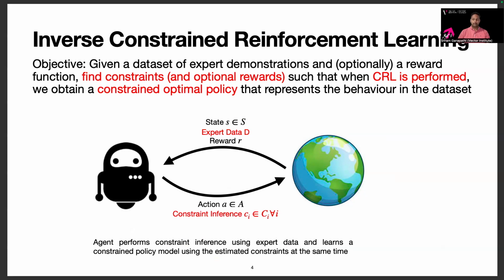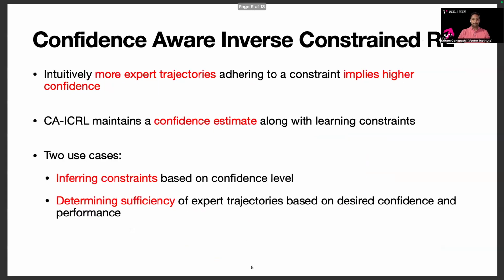Inverse constraint reinforcement learning, or ICRL, estimates the constraint function, and optionally also the reward function, from expert data in such a way that when CRL is performed with the estimated constraints and rewards, the optimal policy represents the behavior in the expert dataset. In our work, we will assume that the reward function is provided and the agent only estimates the constraint function from the expert dataset.